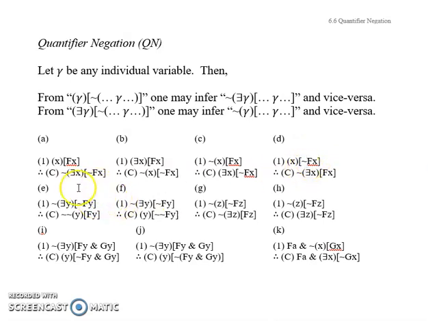Looking at E, let's see here. That is a legitimate use. It went from the inside to the outside, and stayed in terms of the variable y, went from the existential to the universal, and then you could double negate it to clean it up to just for all y Fy, but that's a separate step. We're just looking at the Qn step here.